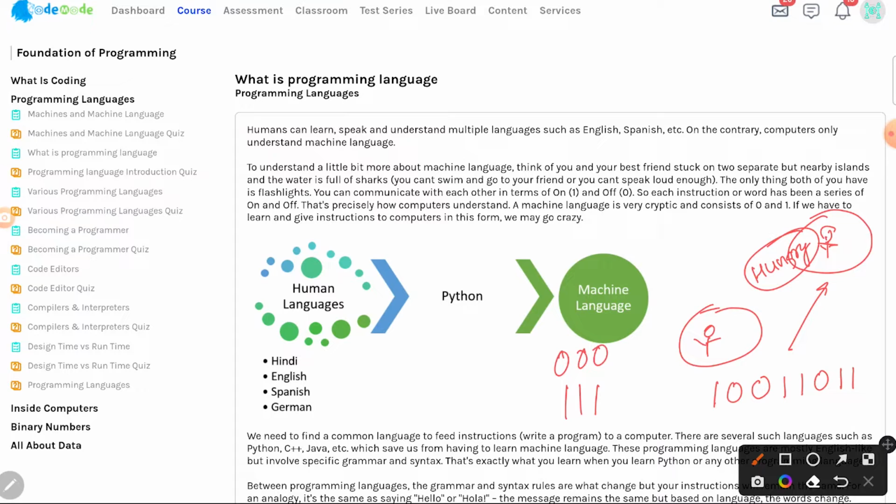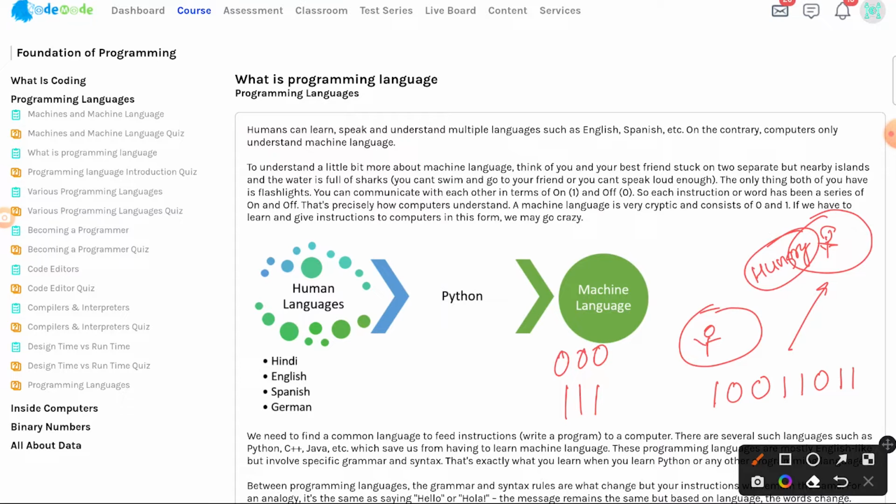This is precisely what a machine language is all about. We feed instructions to machines. Machines understand only zeros and ones, but they understand what it means based on the interpretation of zeros and ones, the on and off state. Now, this machine language is very cryptic and it is very hard for us to understand. If we have to give instructions to machines using zeros and ones, we will go crazy.